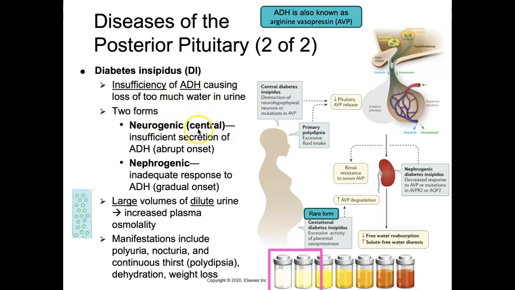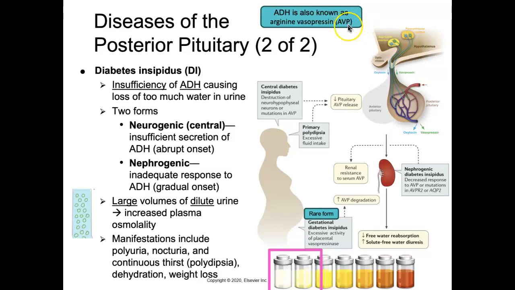We have our neurogenic, also known as central DI, and this is when we have the insufficient secretion of ADH, which could be due to a lesion of the hypothalamus, of the pituitary stalk, or the posterior pituitary gland. Just as a review, remember that the paraventricular nucleus is going to create ADH, and then it is going to move through the neuron, through the stalk, and into the posterior pituitary gland, where it will be stored until it's needed to be secreted.